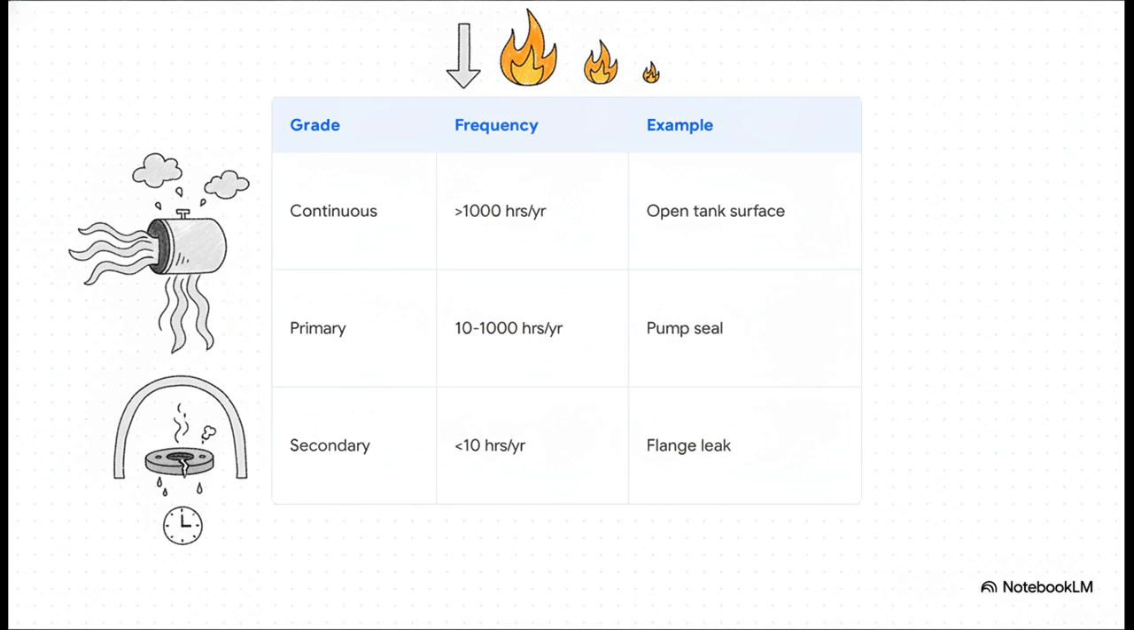First up is continuous, which means it might be releasing for over 1,000 hours a year. Then you have primary, sitting somewhere between 10 and 1,000 hours. And finally secondary, which is super rare, generally happening for less than 10 hours an entire year. Let's look a bit closer at each one.